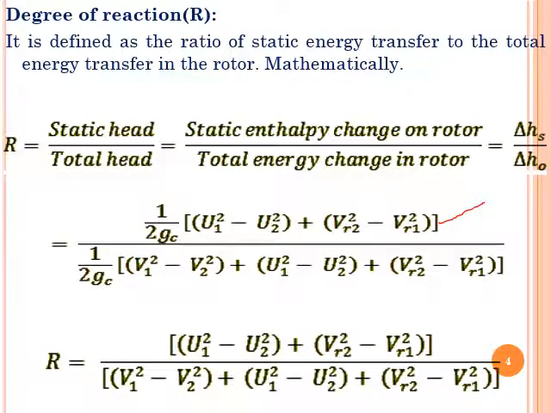Here 1 by Gc cancels in both numerator and denominator. The remaining terms are u1 square minus u2 square plus vr2 square minus vr1 square in the numerator, and V1 square minus V2 square plus u1 square minus u2 square plus vr2 square minus vr1 square in the denominator. Here, 1 by 2 Gc times (u1 square minus u2 square plus vr2 square minus vr1 square) is called the static component and is denoted by the letter S.